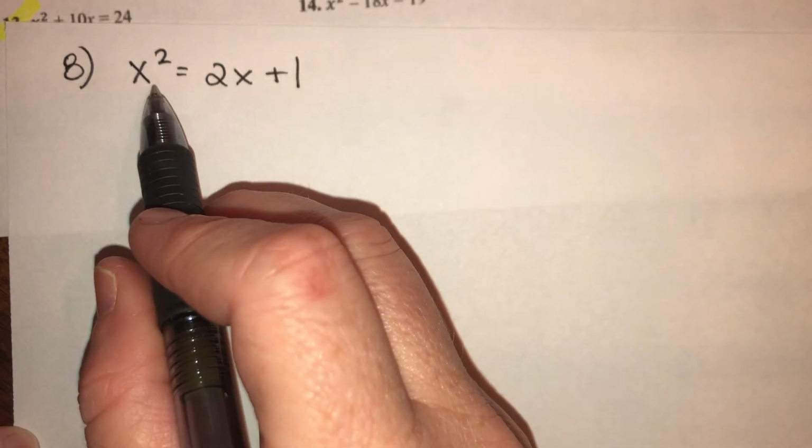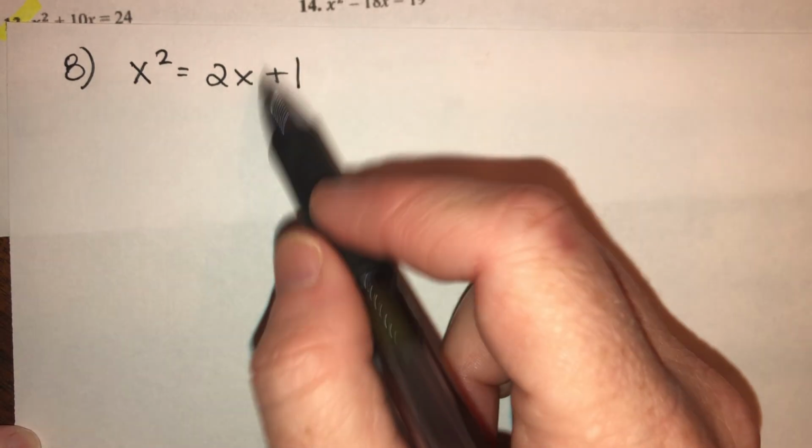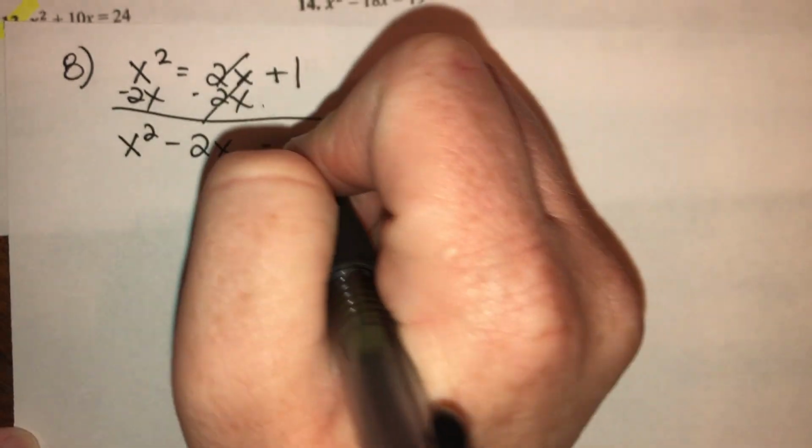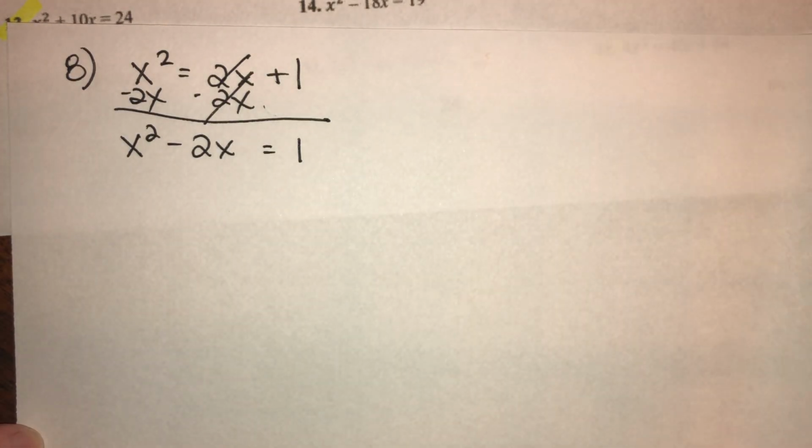Number 8 says x squared equals 2x plus 1. All right, so this is a little wonky because we want the 2x to be over here with x squared, right? And I just want this 1 by itself. So I need to get rid of 2x over here. And whatever I do on one side, I have to do to the other. So these cancel, and I'm left with x squared minus 2x equals 1. That looks better. That's what I want.